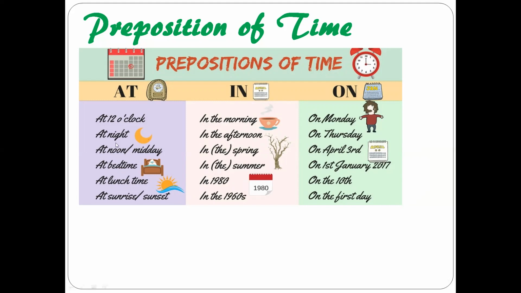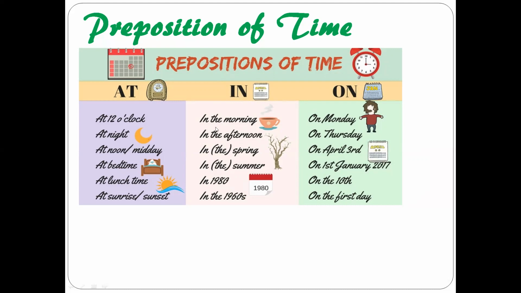When you want to talk about night, midday, noon, bedtime, lunchtime, with these also we make use of the preposition at. And to talk about sunrise and sunset also we use at. Along with that, we also make use of at with festivals, like at Diwali, at Holi, at Christmas.